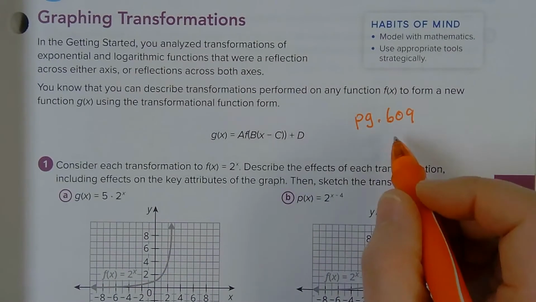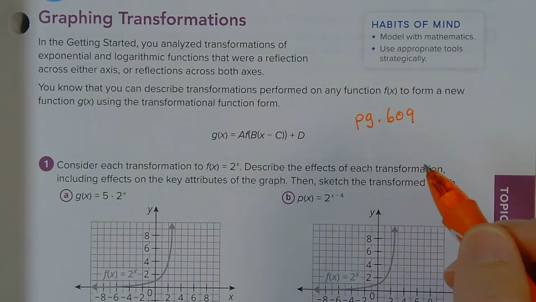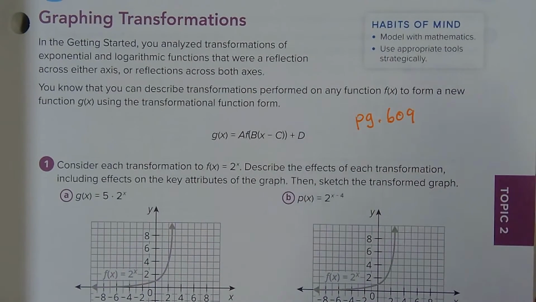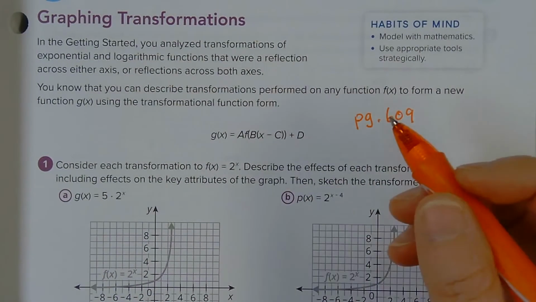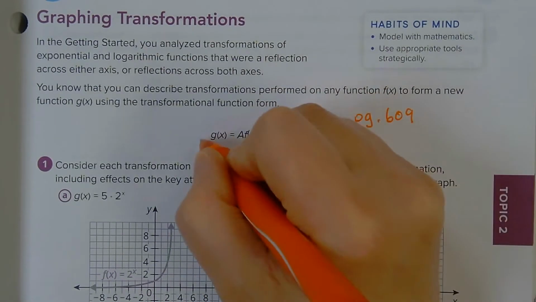We're on page 609 in activity 1. We're just going to do a brief overview of what it is to do transformations. We've done it before, but it's been a little while. So as a reminder, this is a really good reminder here.